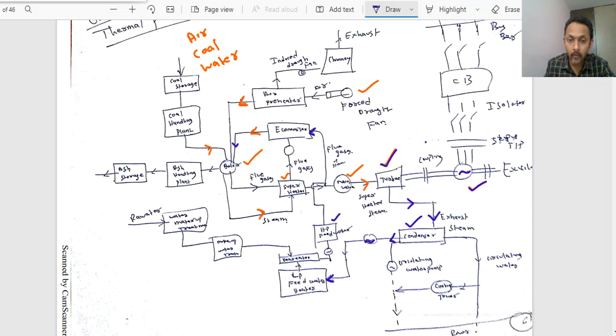Right? Along with this condensate from the condenser, some amount of water which is lost is to be fed back with the help of this makeup water treatment, which is going to add some additional water which we have lost in the condensation process.